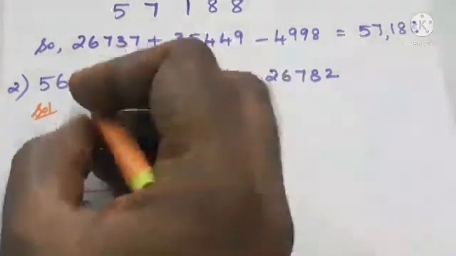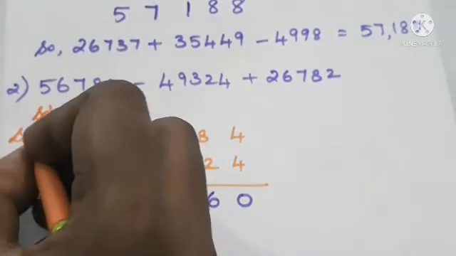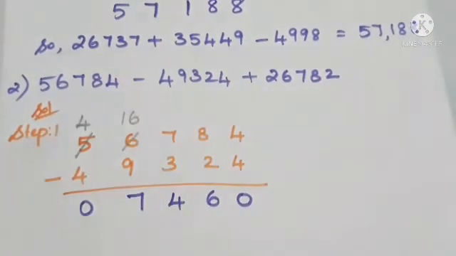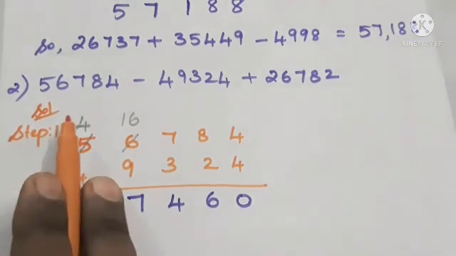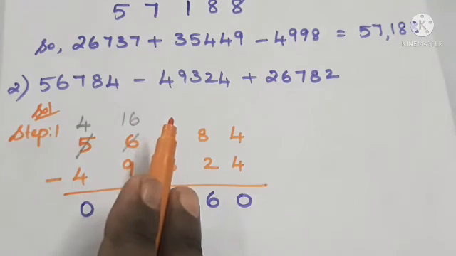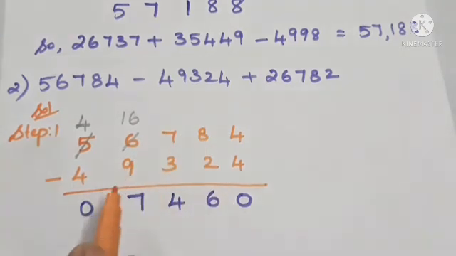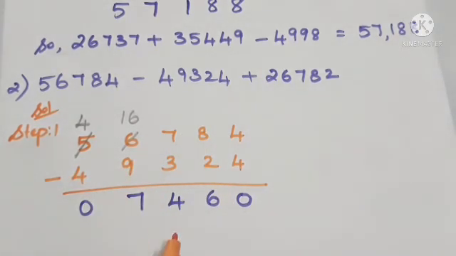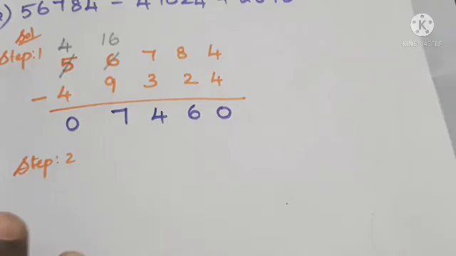This is step 1. Okay, I forgot to write it. So that is step 1. From step 1 we have subtracted 56,784 minus 49,324. If you subtract these two numbers, we get 7,460. This is the step 1 answer. Okay, so next we can do step 2.